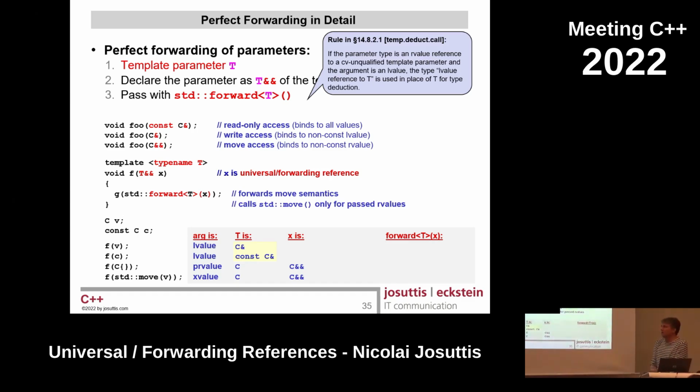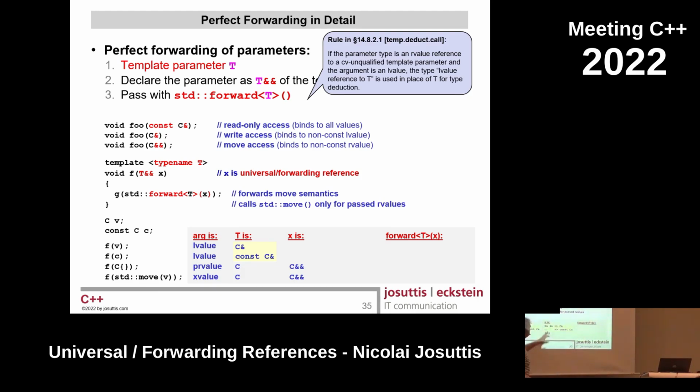So now, what is the type of X? We deduce T now. With that, we know what the type of T is. Okay, what is the type of X? The type of X is something of this as an R value reference. So T, this type, with 2 ampersands behind.